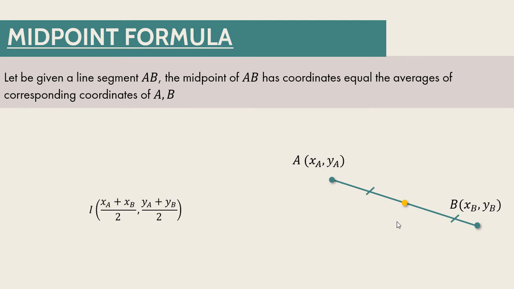That is, the x-coordinate of the midpoint is equal to the average of the x-coordinates of A and B. So you can see in the formula, the x-coordinate of I is equal to the average of xA and xB. And similarly, the y-coordinate of I is equal to the average of the y-coordinates of A and B. So this is the midpoint formula, a simple formula that helps us determine the midpoint's coordinates. Let's come to an example to see how the formula works.